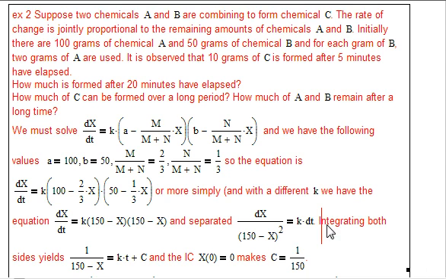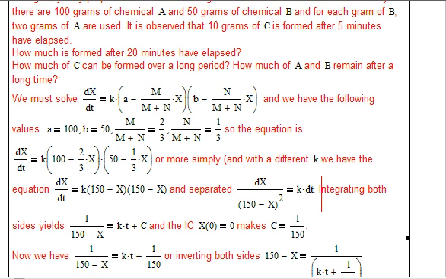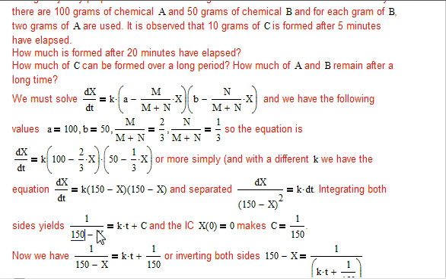Integrating on both sides, we got positive 1 over 150 minus x. Now I want you to take a minute about that one. If you integrate u to the negative 2, you get negative u to the negative 1, but the negative takes care of itself because the derivative of the inside function is also negative 1, so those negatives cancel out. We just get 1 over 150 minus x equals kt plus C.